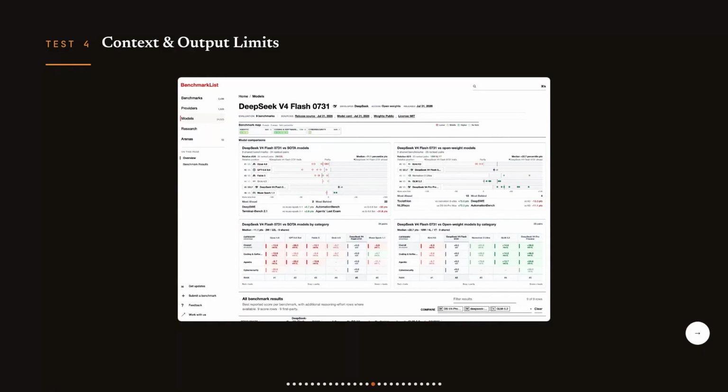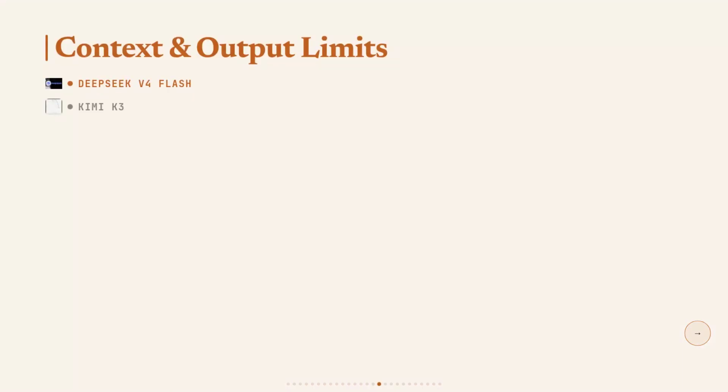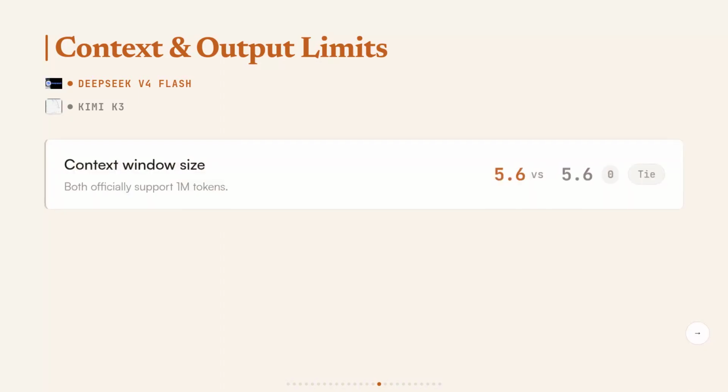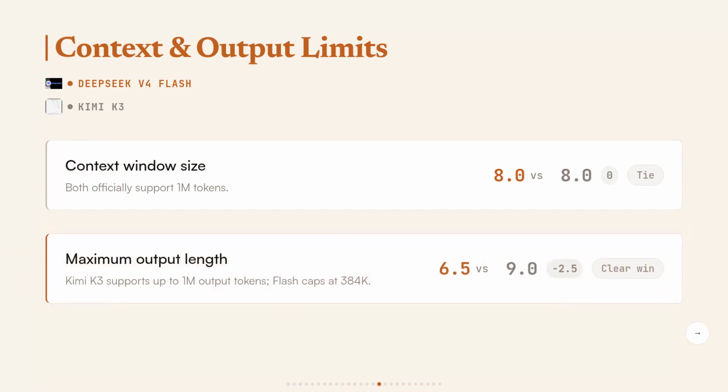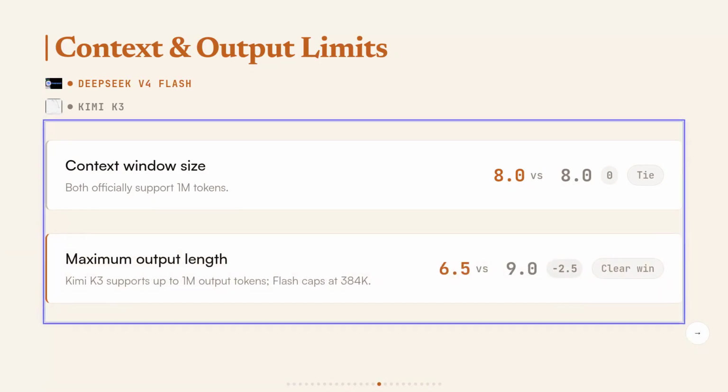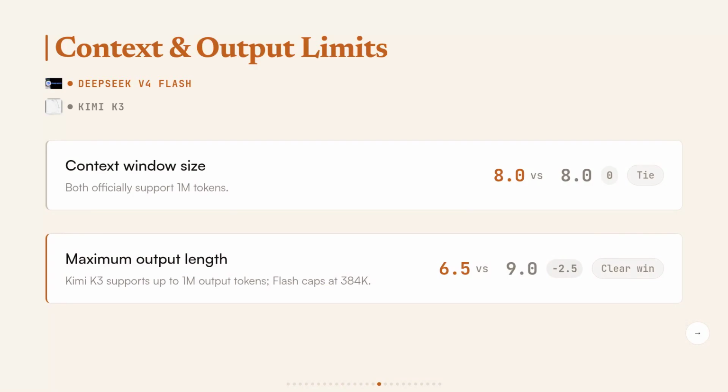Whether that ceiling matters depends on what you're actually building. Both models share a 1 million token context window, so on input, they're identical. On output though, Kimi K3 can generate up to 1 million tokens in a single response, while DeepSeek V4 Flash tops out at 384,000, and DeepSeek actually recommends dropping to a 384K context when you're running its ThinkMax reasoning mode, so the effective ceiling can be even tighter in practice.